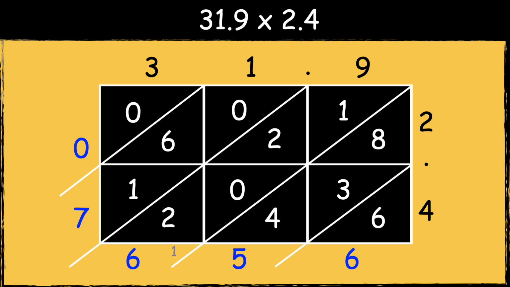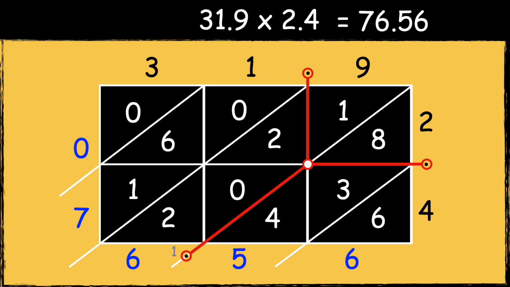The final step is to find where the decimal point goes in the answer. Look for where the decimal points from both numbers meet in the grid. Follow the diagonal line to find its place in the answer. So the answer is 76.56.